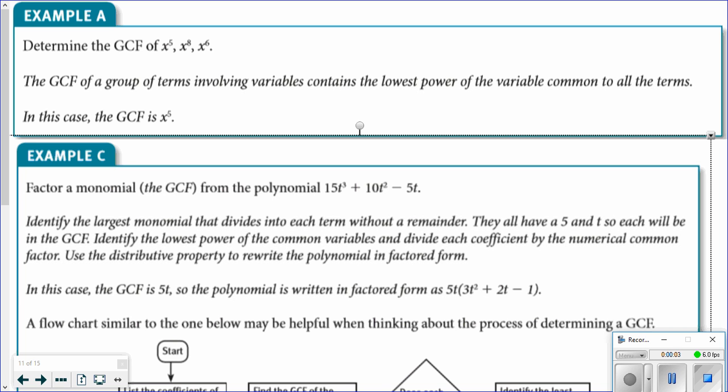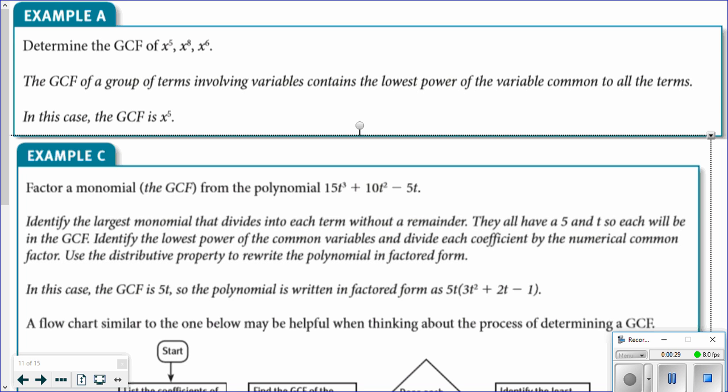On the back of your note sheet for 26.1, you're going to see example A and example C. This is a mini lesson from our book or our curriculum, so it kind of shows you how to do the questions. For example A, we see x to the 5th, x to the 8th, and x to the 6th power, and we need to find the GCF of those.